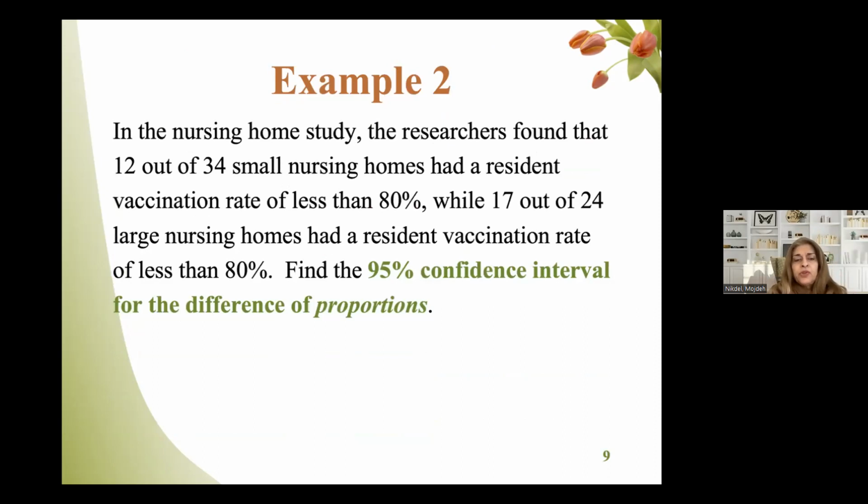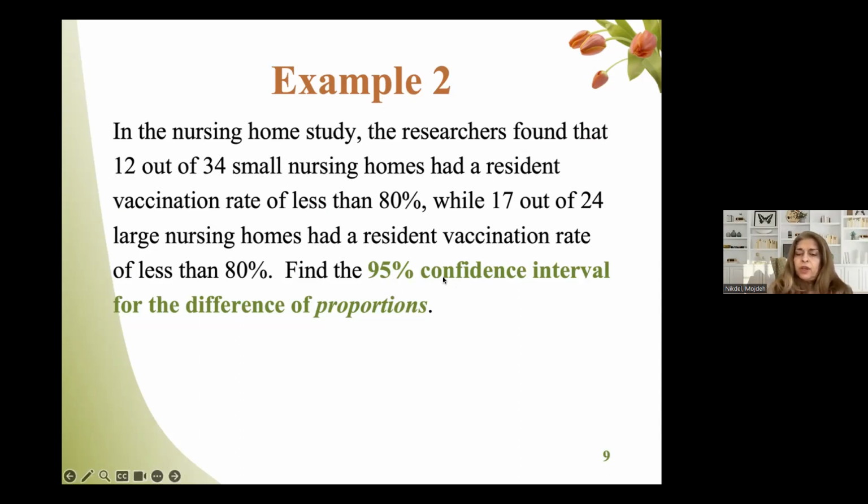Example: in the nursing home study, the researchers found that 12 out of 34 small nursing homes had a resident vaccination rate of less than 80%, while 17 out of 24 large nursing homes had a resident vaccination rate of less than 80%. Find the 95% confidence interval for the difference of proportion.